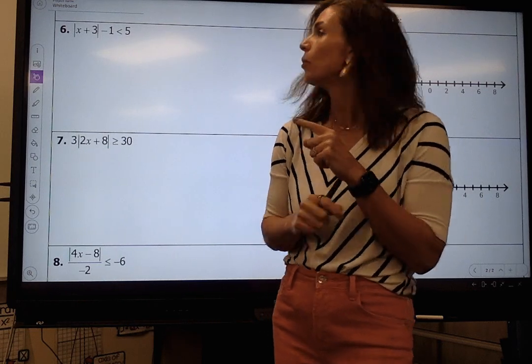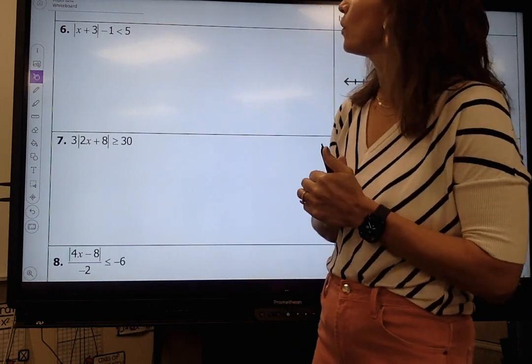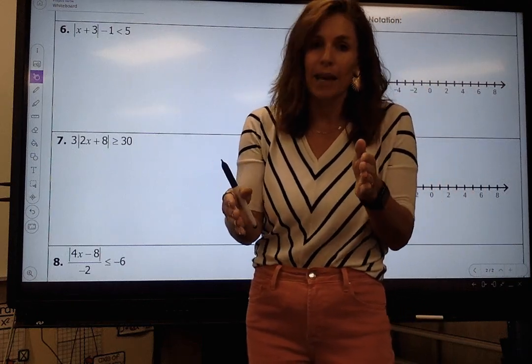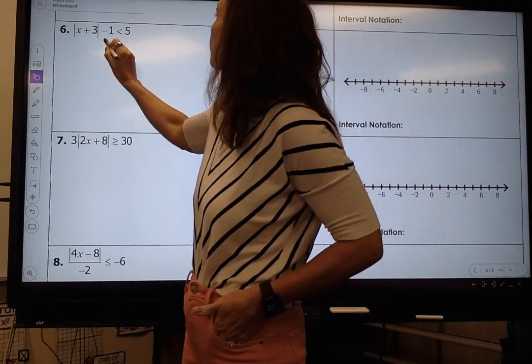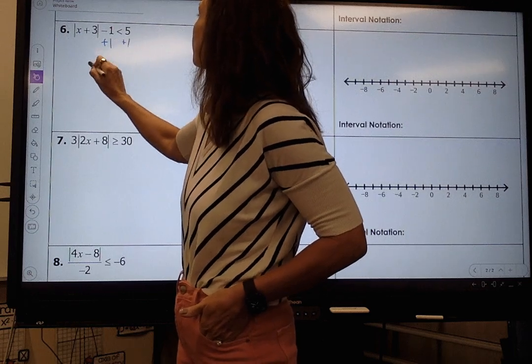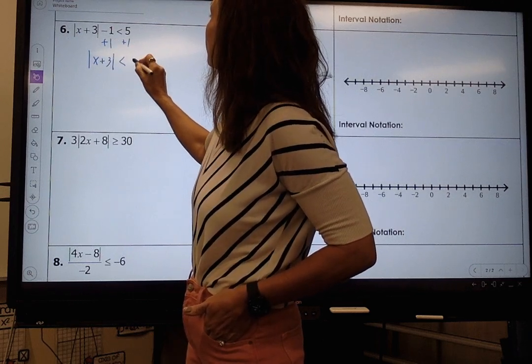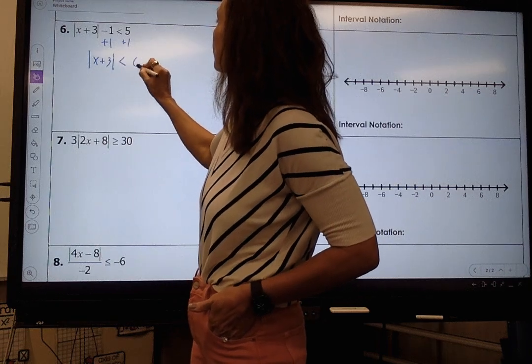Okay, let's look at a few more examples. I want to do number 6 with you. So again, I have to isolate the absolute value first. So that's what I'm going to do here. I'm going to add 1 to both sides. So the absolute value of x plus 3 is less than 6.